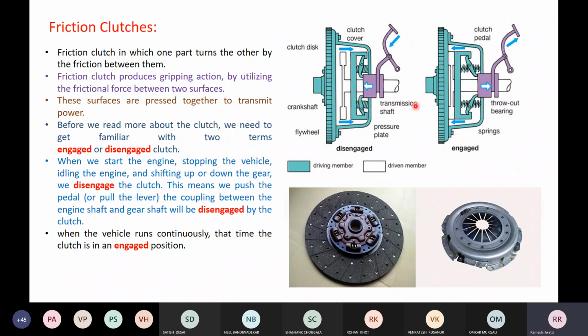In the sketch, you can see how the friction clutch is disengaged and engaged.